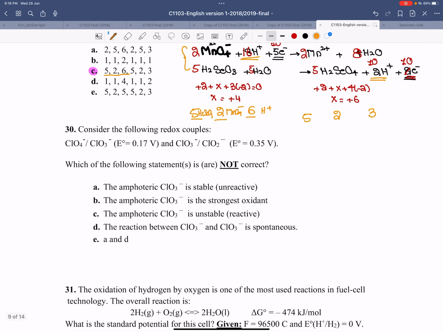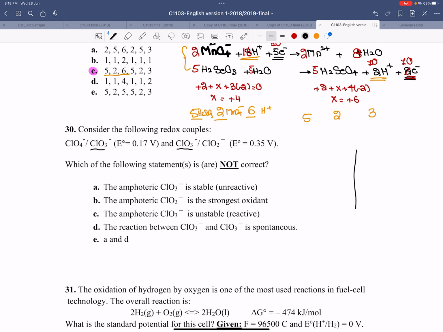Okay, number 30. Consider the following redox couple, which is basically ClO4 minus, ClO3 minus, and I quickly noticed that I have a common species between 2 of them. That means if a reaction occurs, this particular species is an amphoteric species because it can play the role of a reductant and an oxidant at the same time in a reaction.